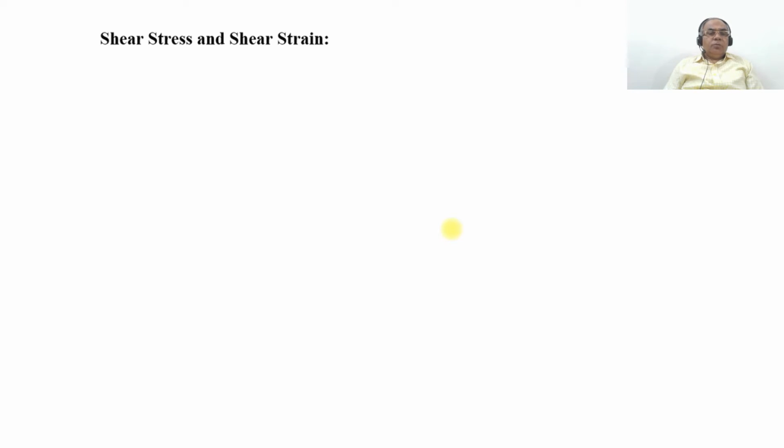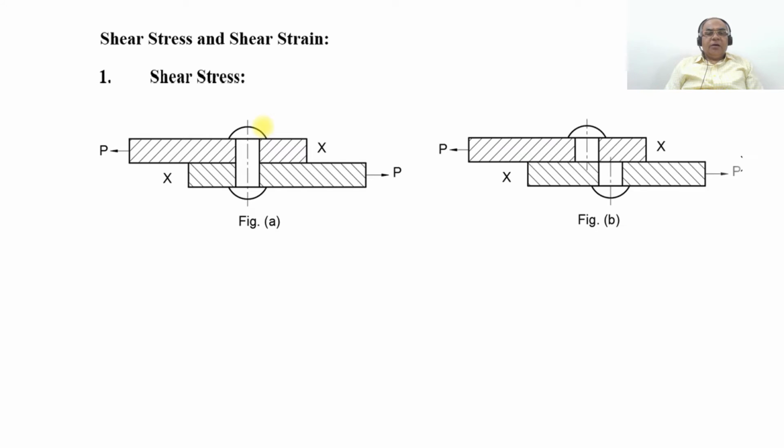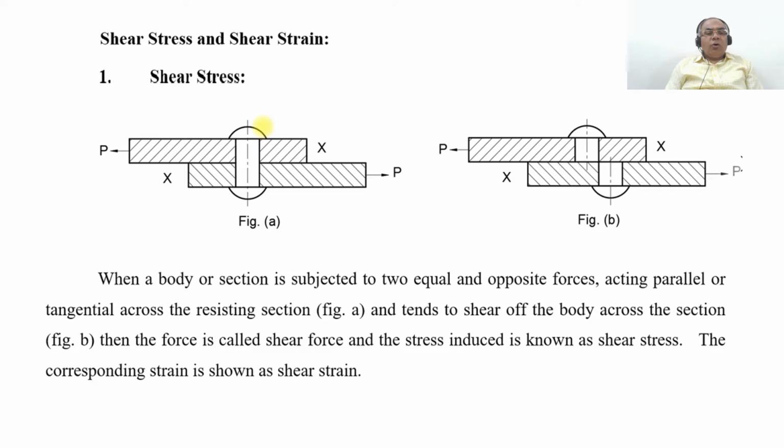Now, we are going to take up one more concept, which is shear stress and shear strain. So what is shear stress here? If you consider figure A and also figure B, you can see that a body or a section is subjected to two equal and opposite forces. This section has two plates with a rivet between them, subjected to two equal and opposite forces, P and P, acting parallel or tangential across the resisting section, as in figure A, and tends to shear off the body across the cross section.